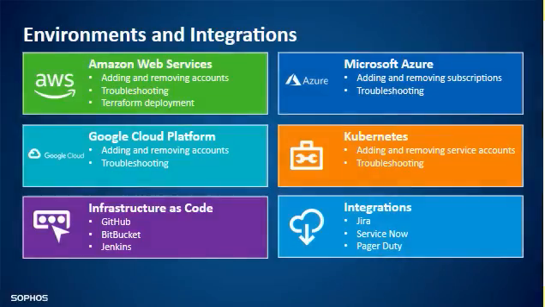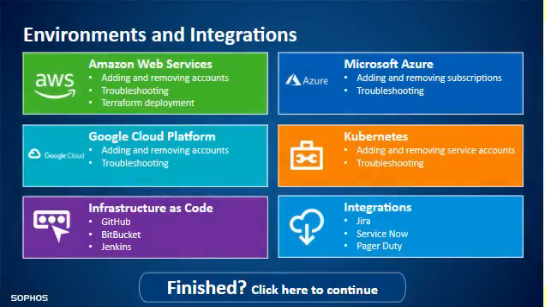This module is broken down into the following topics. For AWS, Azure, GCP, and Kubernetes, we'll look at how to deploy, undo a deployment, and then how to troubleshoot those deployments if there are any issues that arise. We'll also look at how to use Terraform for AWS deployment purposes. Next, we'll have a look at how to integrate with common DevOps tools like GitHub, Bitbucket, and Jenkins in the Infrastructure as Code section of this module.